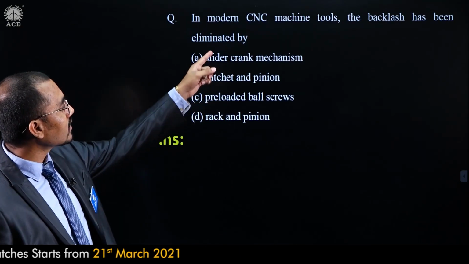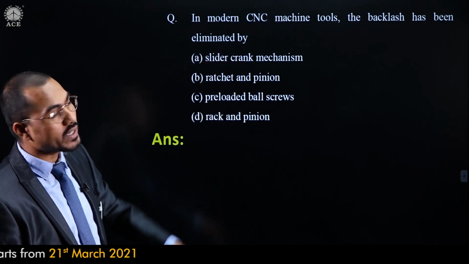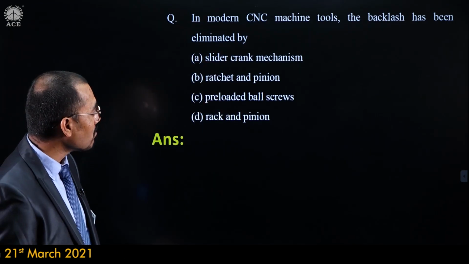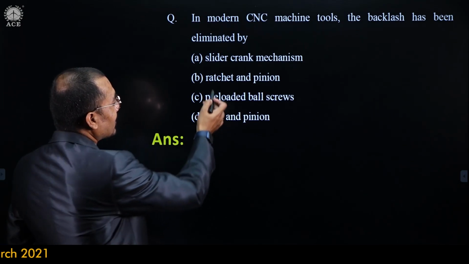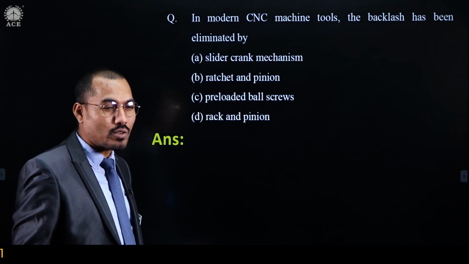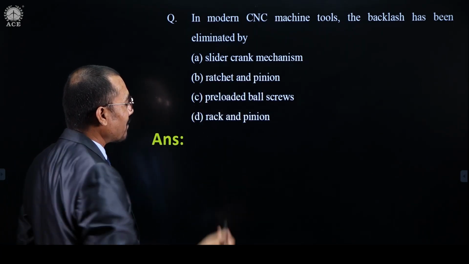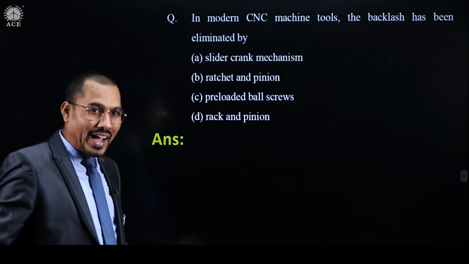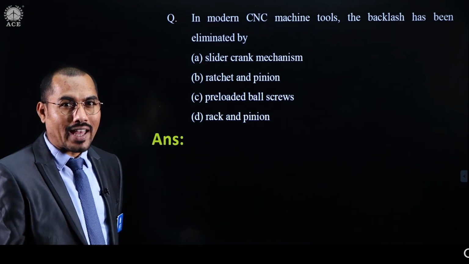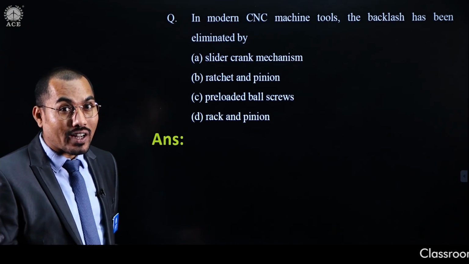Now he is asking what the backlash is eliminated by. The rack and pinion, the slider crank mechanism, these are mechanisms, and generally we don't use them for removing that backlash.